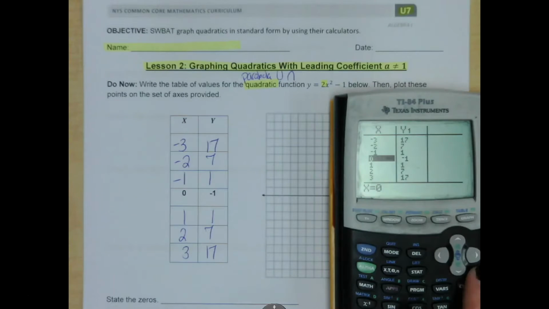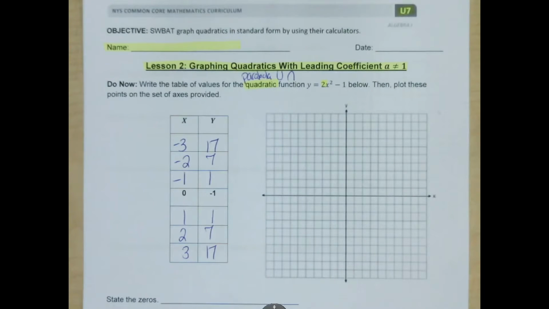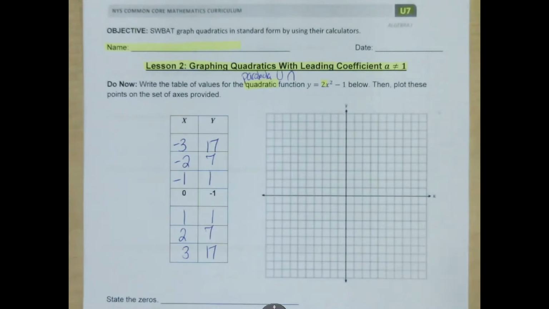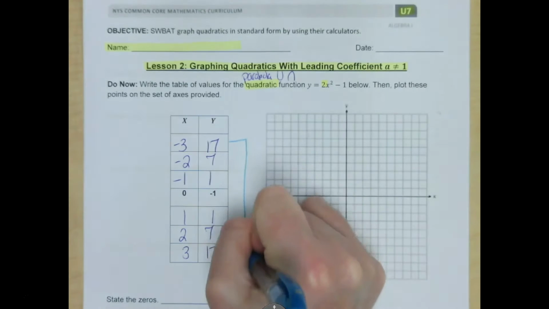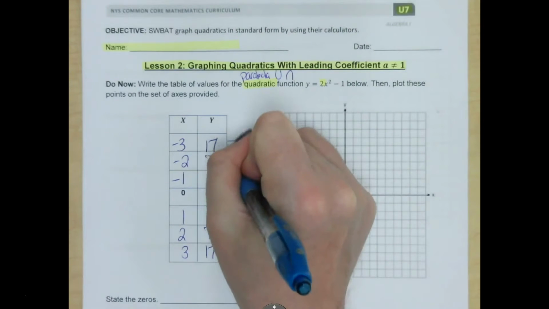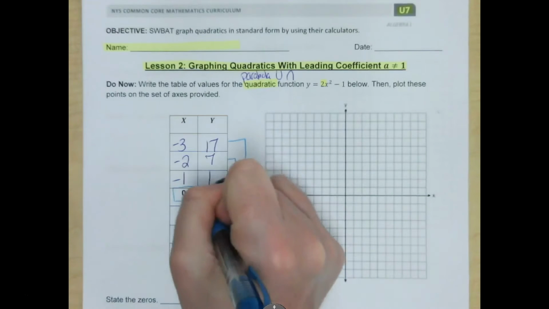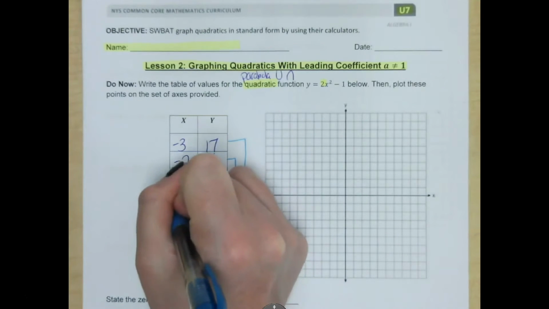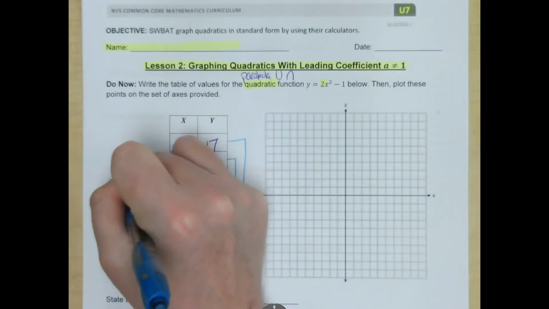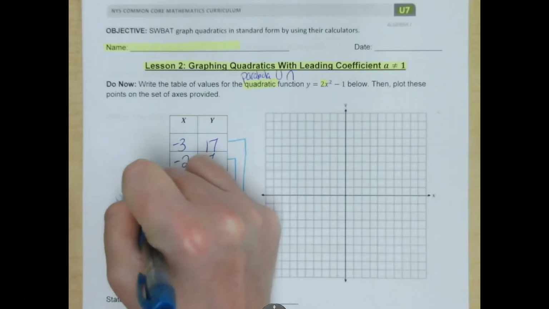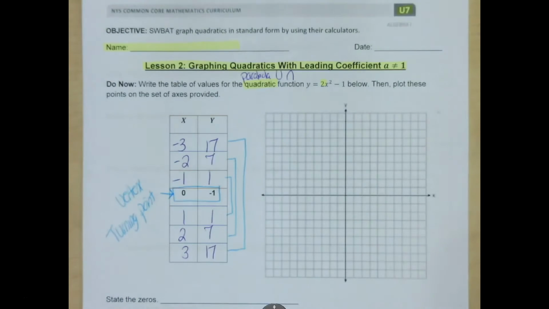All right, here we go. Anytime that I am graphing a quadratic or a parabola, this is how I want the table that I'm copying over to look. I want it to be symmetric. All right, so at the top I have 17. At the bottom I have 17. At the top I have 7. At the bottom I have 7. 1, 1. And then this point that's located right in the middle, this is going to be called my vertex. It's also known as my turning point. So just be aware of that.